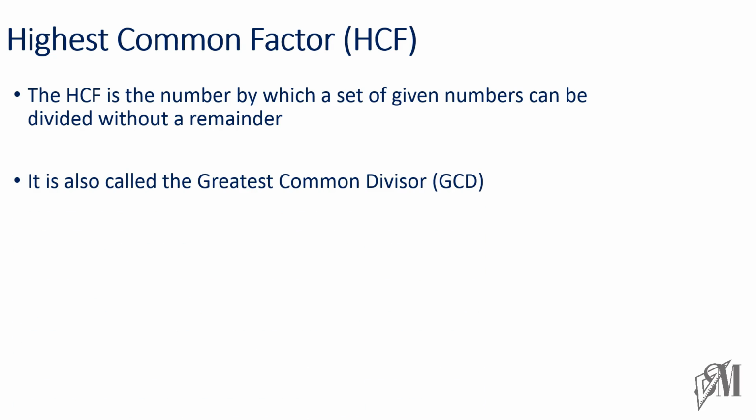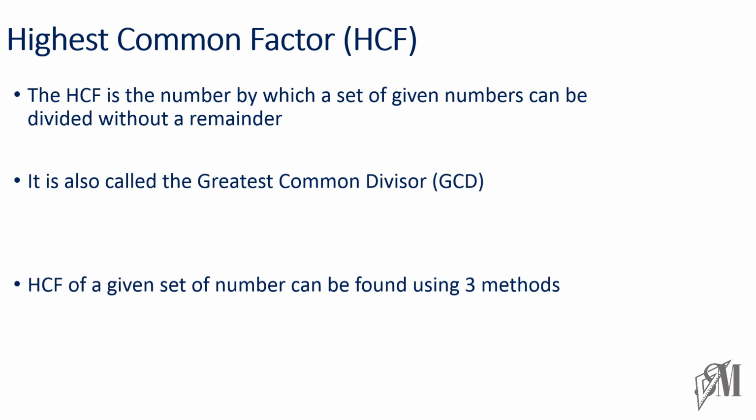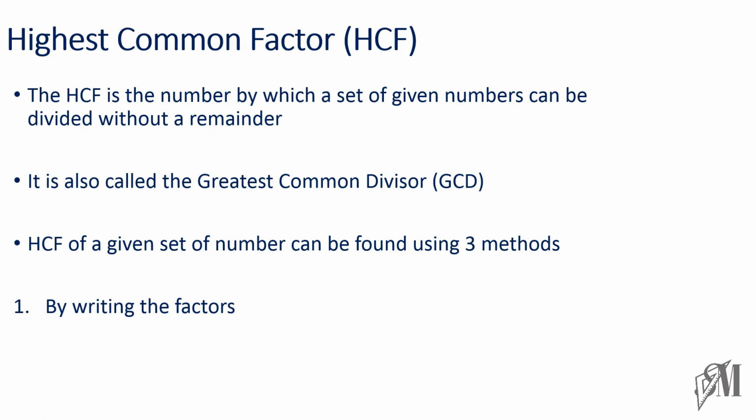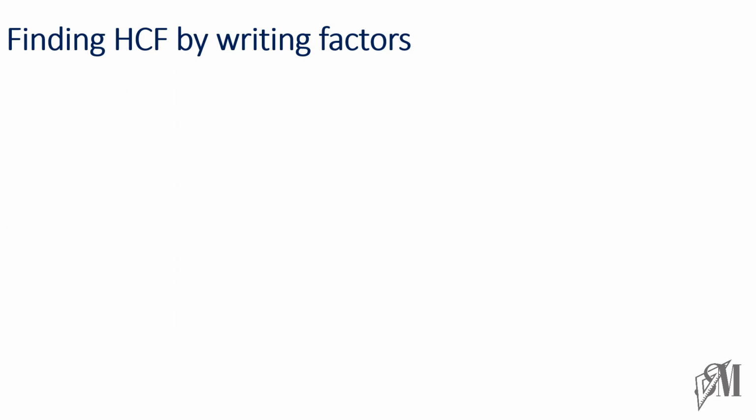Furthermore, HCF can be found using three methods. The first method is by writing the factors of the given set of numbers. And then it also can be found by writing the prime factors of the set of numbers given. And the third method is the division method. Now let us see how to find the HCF by writing the factors of a given set of numbers through an example.